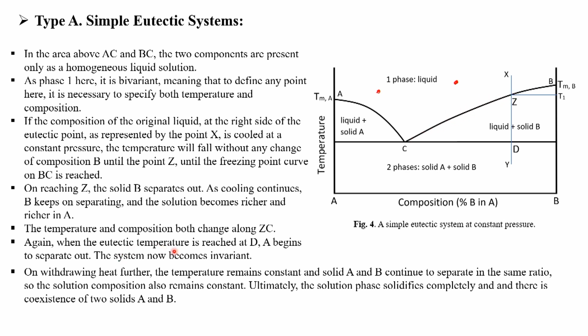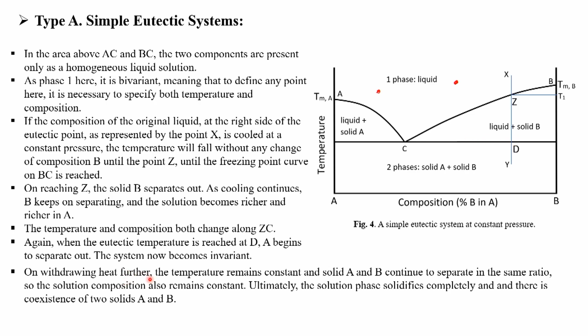Again, when the eutectic temperature is reached at point D here, A begins to separate out. So this is the eutectic point. If we consider this line here, we reach point D. At point D, A is now beginning to separate out. The system now becomes invariant.